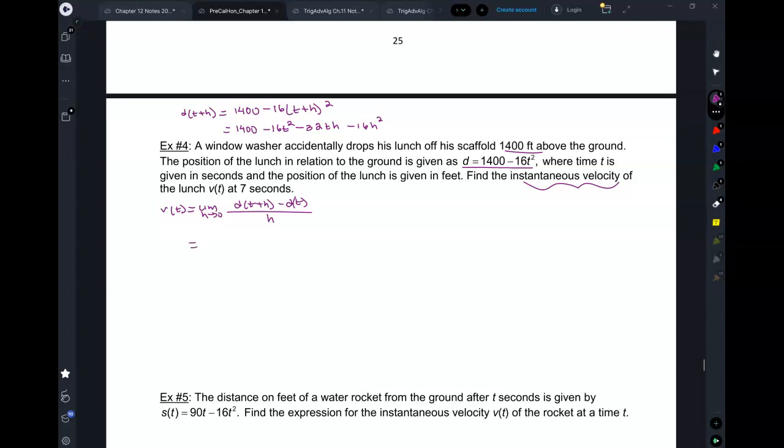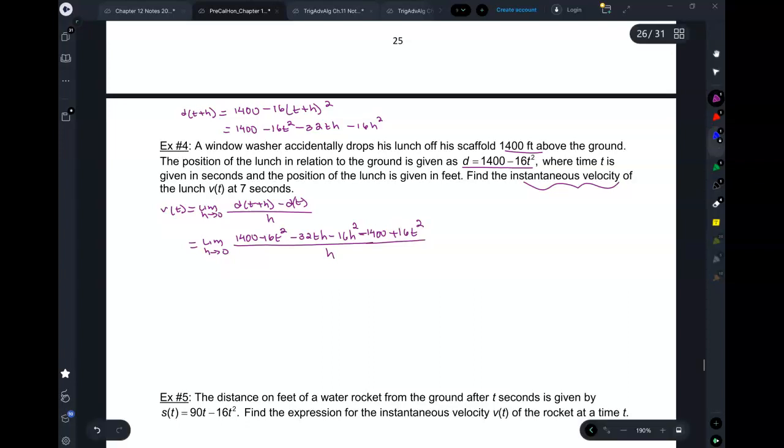So this is going to be the limit as h approaches 0 of that minus d of t. So it's going to be minus 1,400 plus 16t squared, all over h. Does that make sense? Okay, now let's cancel some stuff out. So minus 16t squared goes away. The 1,400 goes away. Again, do you see how the minus f of x, or d of t, cancels altogether?